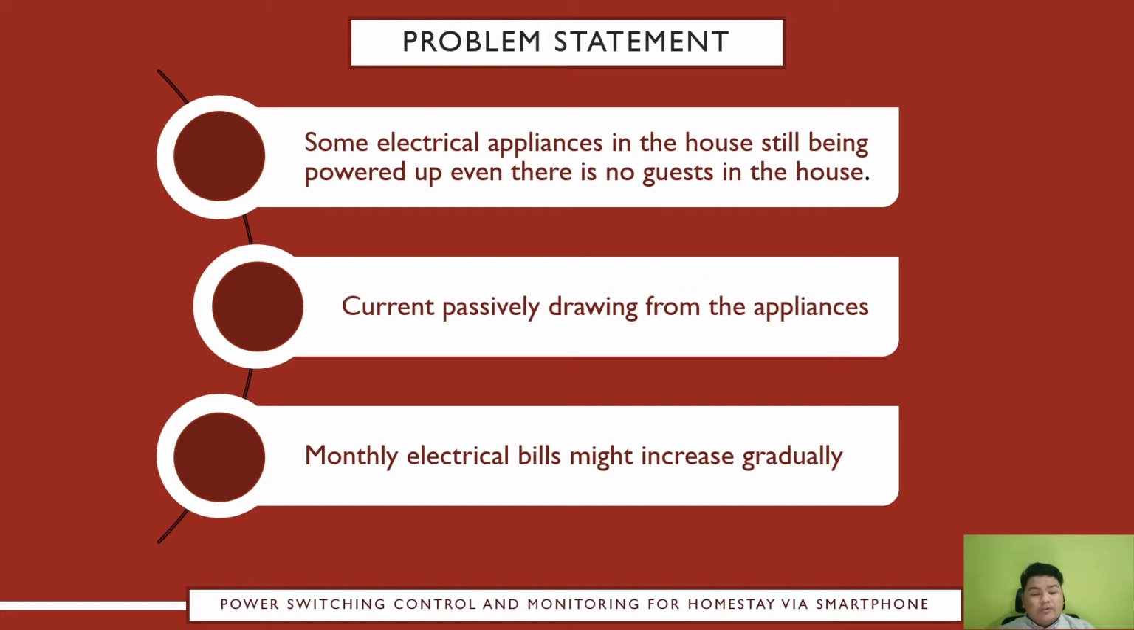So in order to prevent that from happening, we need to install power switching control for the electrical sources in your house, so that electrical supply is connected to the appliances only when there are guests checking into the house. So the current will be connected to the appliances in the house only when there are guests checking in.